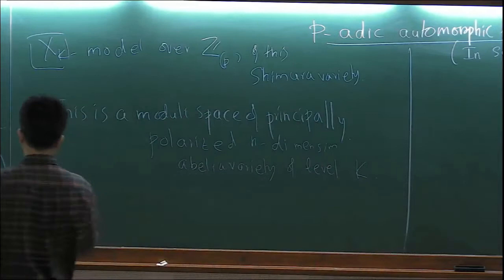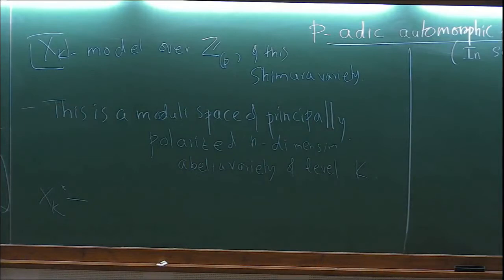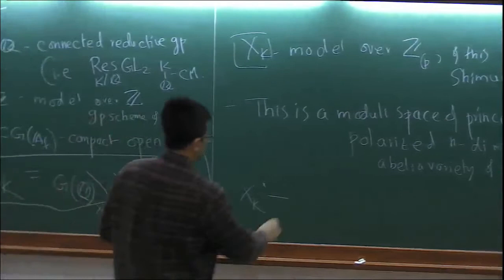Now we take this. As you remember, Y_0(N) is just giving elliptic curves, but then you have to compactify, you have to add the cusps. So here it is also the same thing.